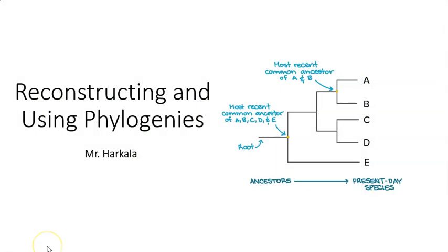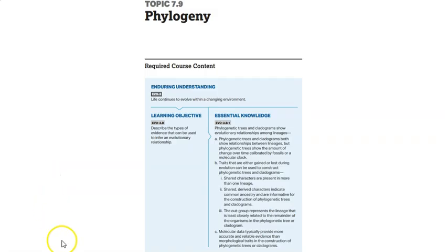So this is part 6, and this is all about phylogenetic trees. There are a lot of different trees over here, A, B, C, D, E, and we're going to talk about common ancestry and roots and all that sort of stuff, okay? So let's dive into some of the specifics. Describe the types of evidence that can be used to infer evolutionary relationships.